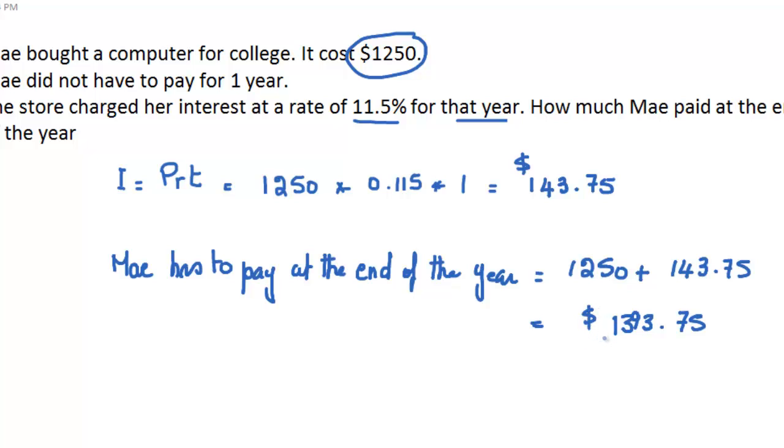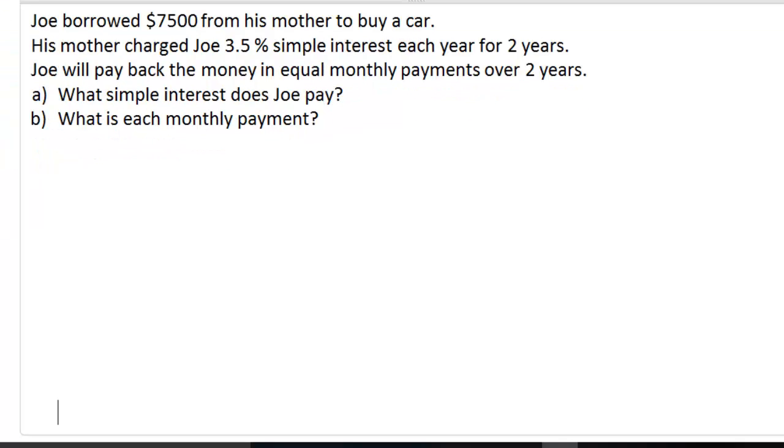So this is an example of how you can pay interest, but as you can see, the interest here is very high. For sure, the store wants to make business. So let's see another example. Joe borrowed $7,500 from his mother to buy this car. His mother charged Joe 3.5% simple interest each year for 2 years.